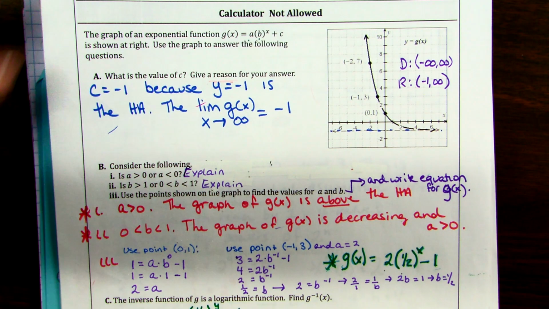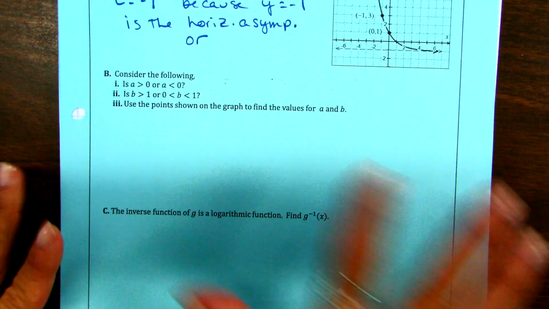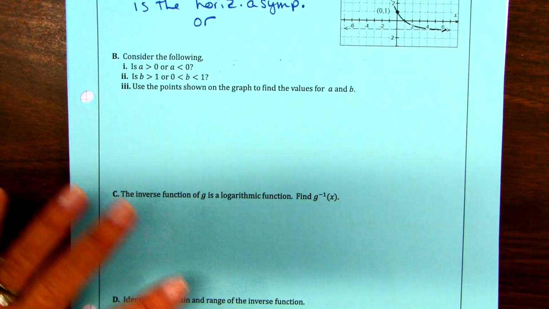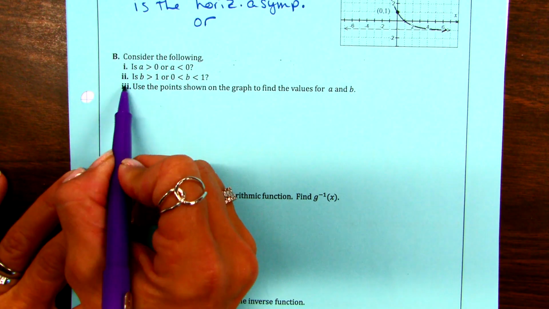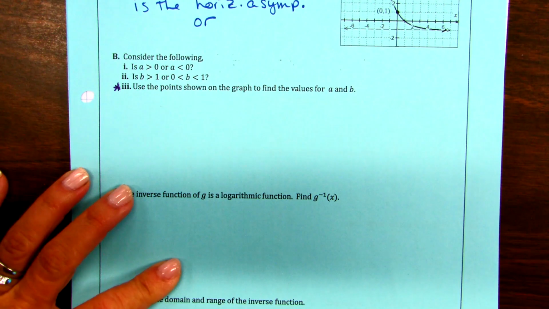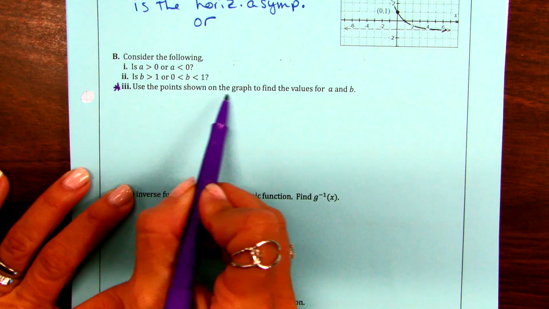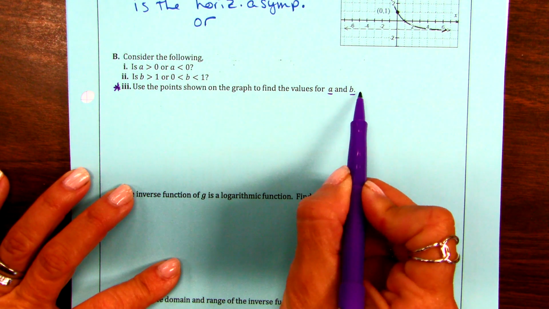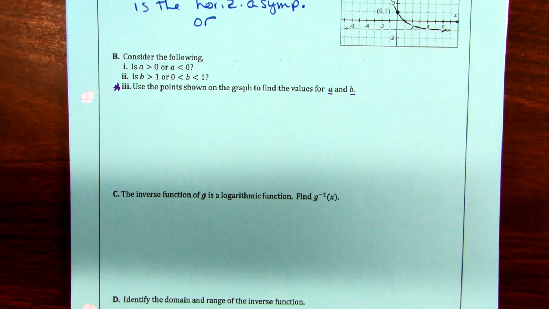Okay? Part B is probably the hardest that you're going to have to do, so let's talk about this. There's 3 parts to it. Do the third part first is my advice. It makes the other 2 a lot easier. And it says to use the point shown on the graph and find values A and B, and we also have to find the equation. So we also have to write the equation for doing that.